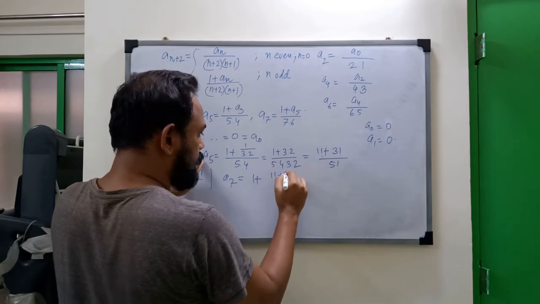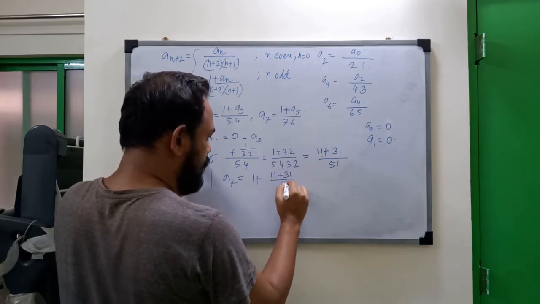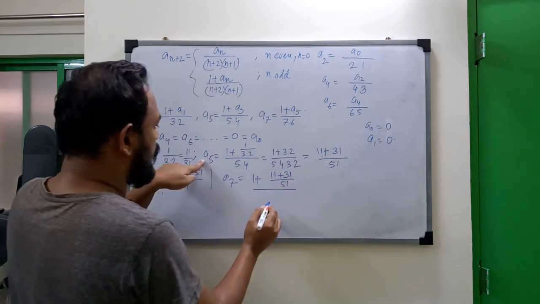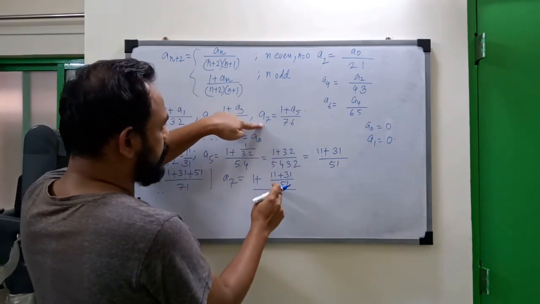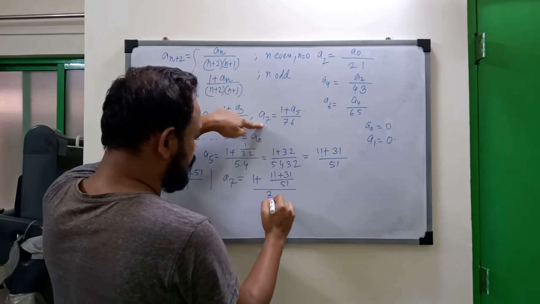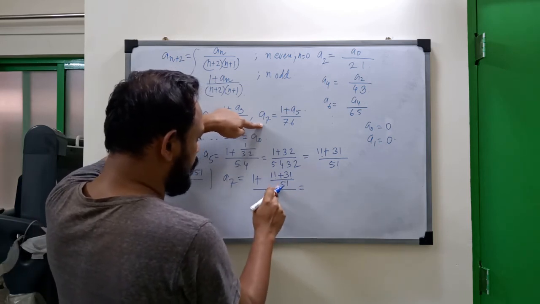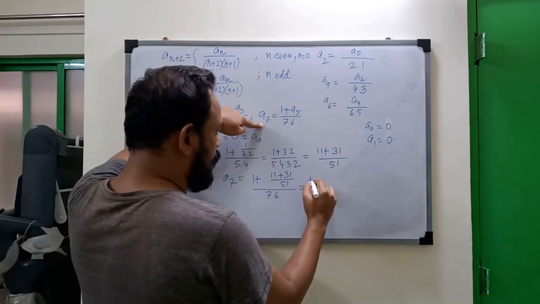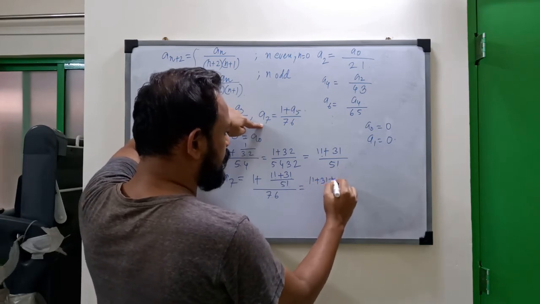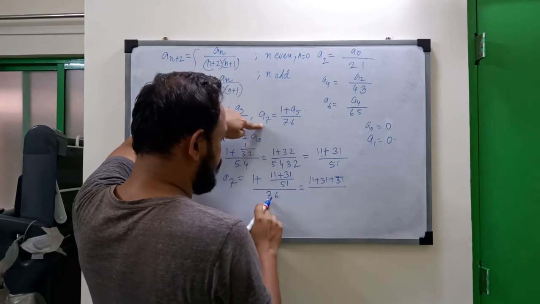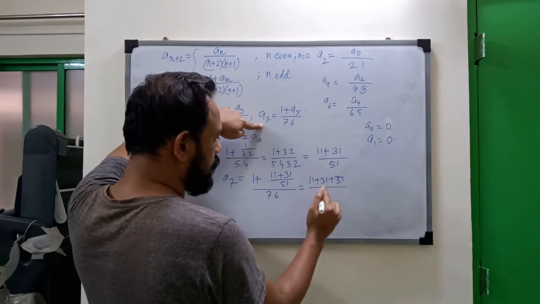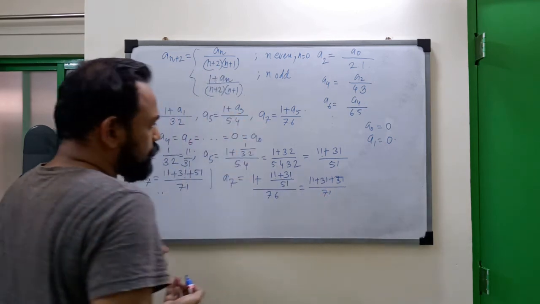1 factorial plus 3 factorial plus 5 factorial divided by 7 factorial. This is 5 factorial divided by 7 times 6. So again, this 5 factorial comes here. So you have 1 factorial plus 3 factorial plus 5 factorial in the numerator. And this 7 times 6 will multiply the 5 factorial, which will give you the 7 factorial. And so really, it's true.